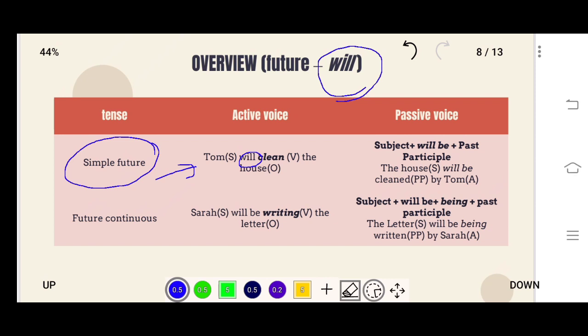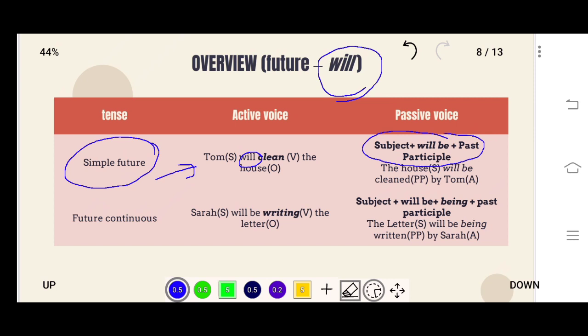So again, in the passive voice, the object will become the subject. Okay, look at this formula. The formula for the passive voice for the simple future tense will be: subject, which is the object in the active voice, plus will be. We plus the word be, and then it becomes will be, and then plus past participle.